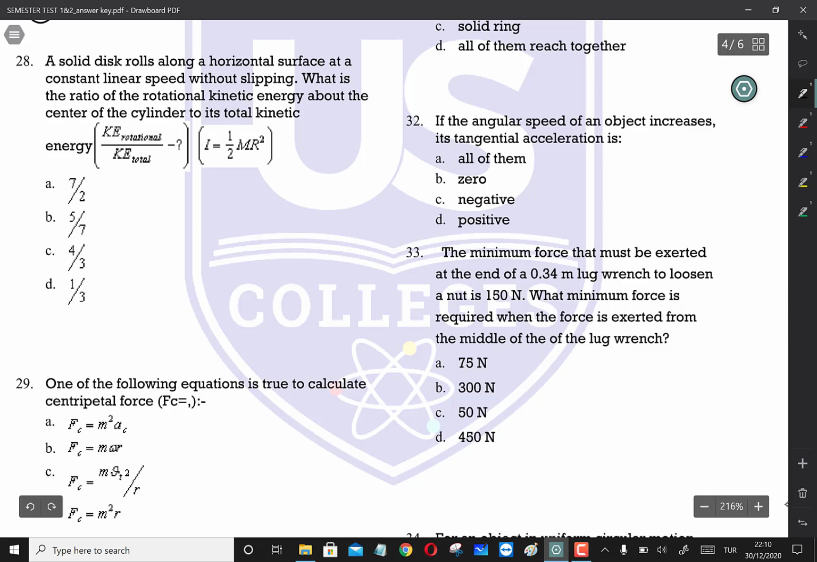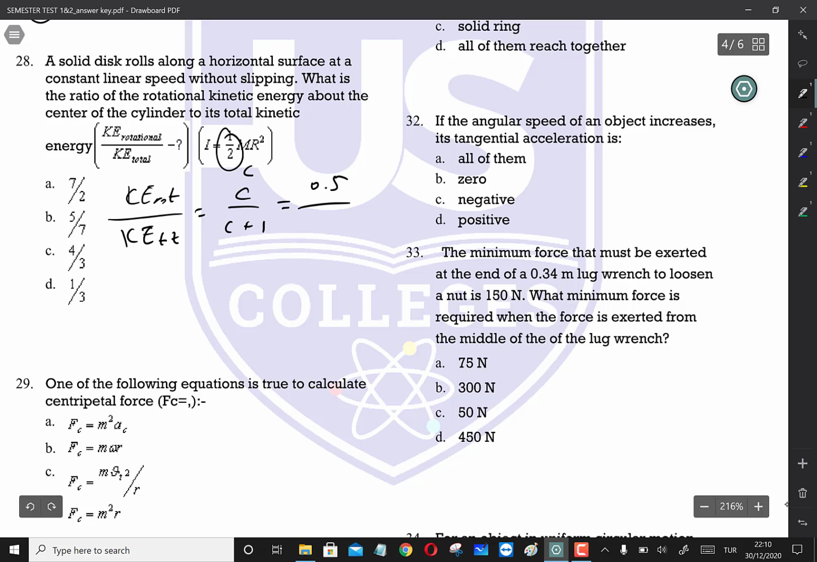A solid disk rolls along a horizontal surface at a constant linear speed without slipping. What is the ratio of the rotational kinetic energy about the center of the cylinder to its total kinetic energy? Remember, there is an equation we prepared for this. Rotational kinetic energy divided by total is C divided by C plus 1, and C is 0.5.